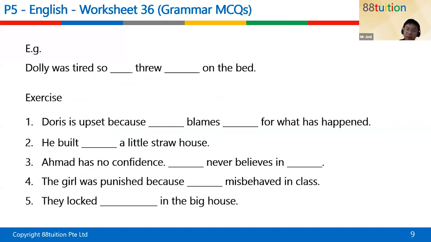So I'll give you an example. For the first one, Dolly was tired, so what threw what on the bed? So she threw herself on the bed. Okay, so try this out. What would your answers be?